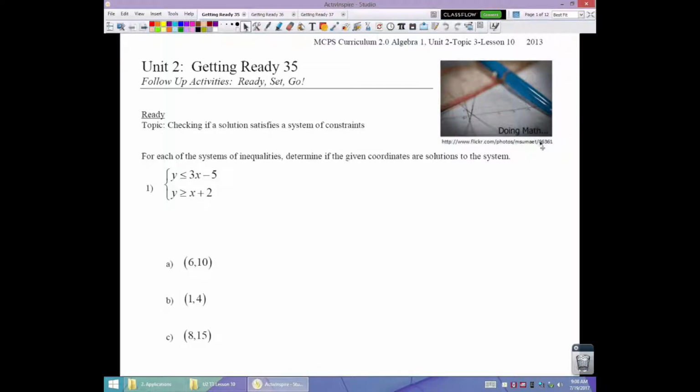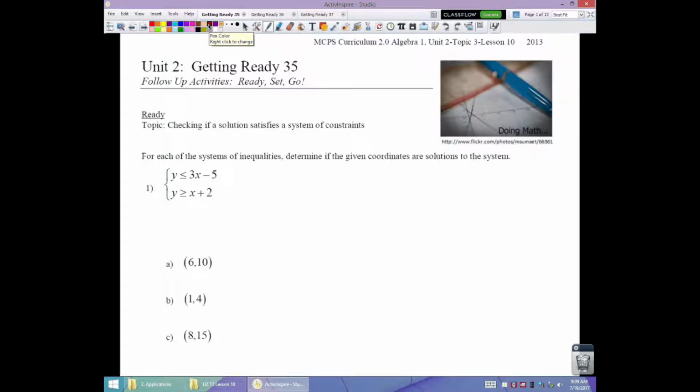All right, to start getting ready 35 here, we're going to be given some systems of inequalities and then some possible solutions. And what we're to do is check each of those possible solutions to see if it does work for the system. Now remember, to be a solution of a system, whether it's equations or inequalities, it must work in both or in all of them, however many equations or inequalities you have.